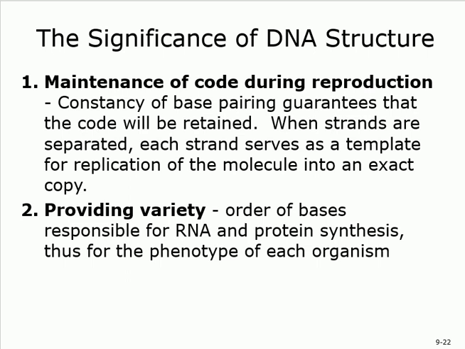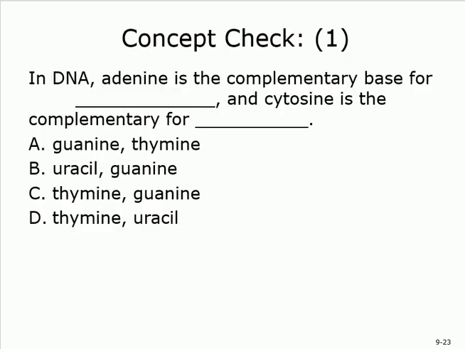The code should be maintained during reproduction. That base pairing that we're talking about, how they fit together by hydrogen bond, should stay together in reproduction. So if you're going to make a gamete or something, it should stay together. The two strands that are going to be replicated later on are called the templates, but we will talk about it a little bit later. And it will provide varieties depending on the sequence of bases that will give us different varieties.